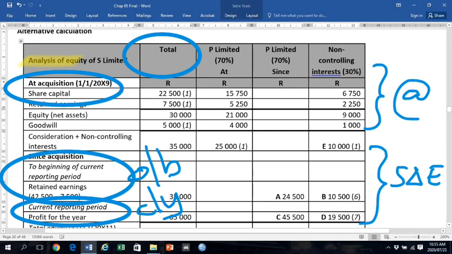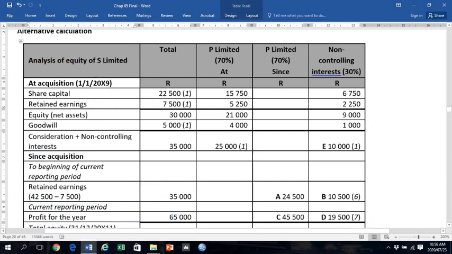The at acquisition section helps with the writing of the at acquisition consolidation journal entry, and then the rest of the analysis is in the same format as your statement of changes in equity, being opening balances and current year movements. The at acquisition section, the amounts we already discussed when we did the at acquisition consolidation journal entry. It was the share capital and retained earnings, which was the only equity items of the subsidiary, compared to the cost of the investment and the measurement of NCI, and I had a resultant goodwill of 5,000 Rand.